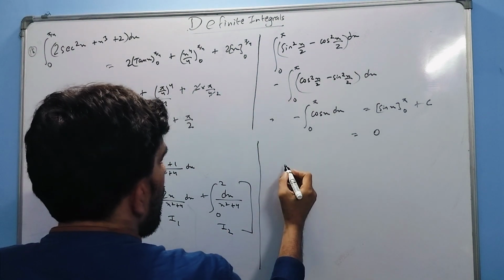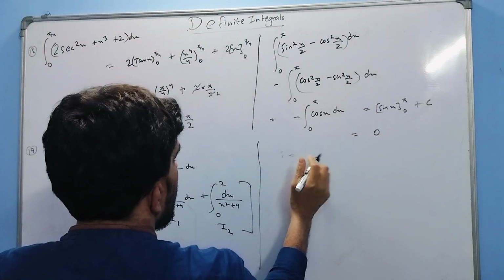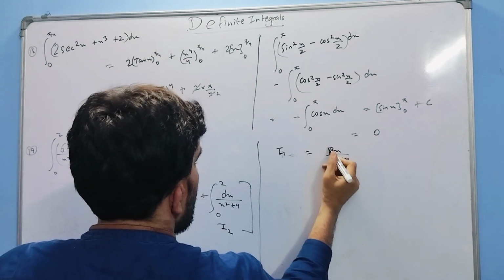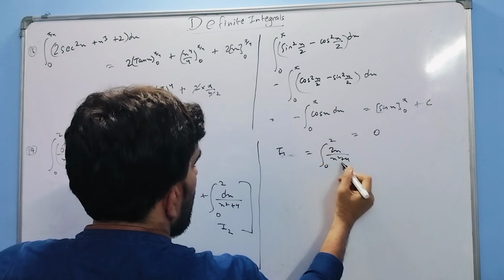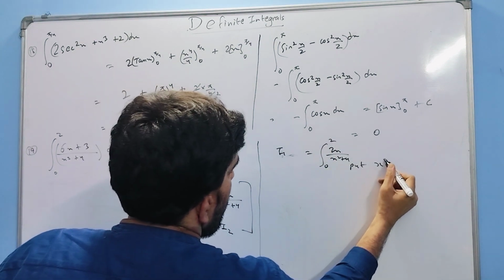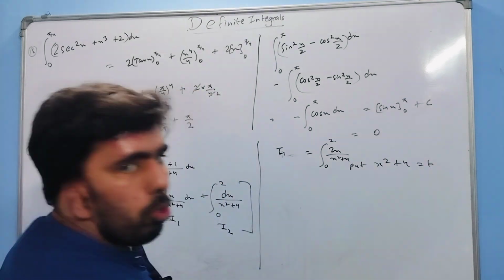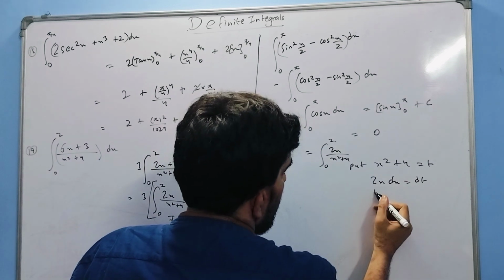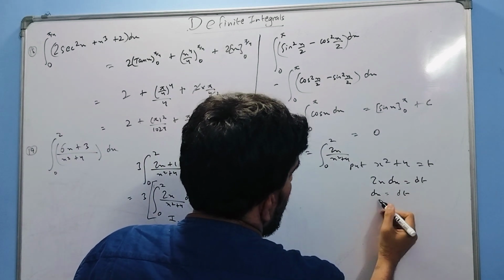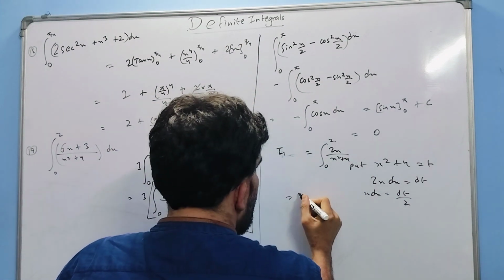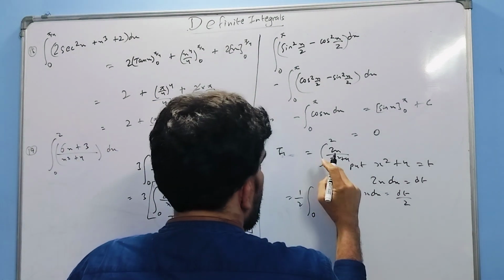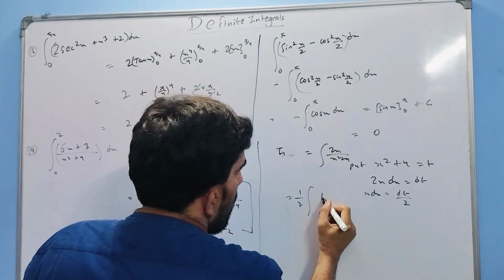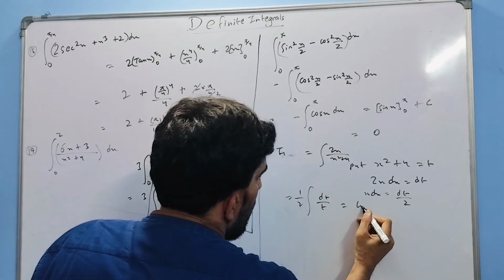So let us solve I1 first. I got 2x upon x square plus 4, from 0 to 2. Put x square plus 4 equal to t. Now what I will get: 2x dx is equal to dt, so x dx is equal to dt upon 2. So I will get 1 upon 2. First we'll solve this so that we can easily put the values later on. So I got integral of dt upon t, which is log t plus c.